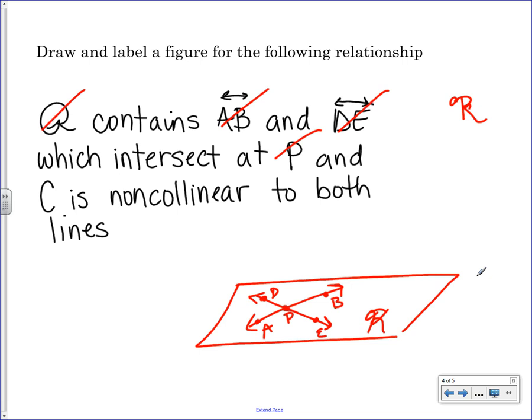So we're halfway there. Point C is non-collinear to both lines. What's that mean, non-collinear? Not on the same line, right? So can I put C here? No? Can I put it here? No? What about here? Lines extend indefinitely in all directions. Can I put it there? No, because it's really on the line even though I quit drawing the line. Do you see what I'm saying? The safest place would be like here or here. Do you see what I'm saying?